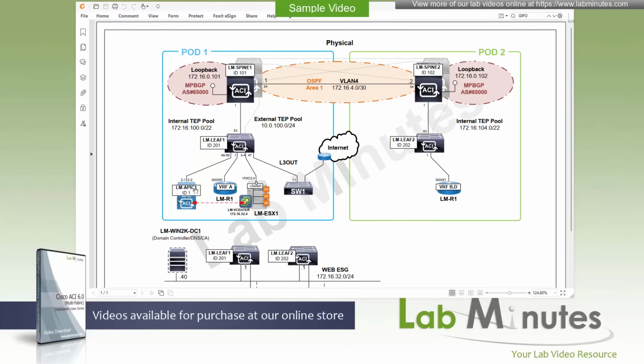We have one APIC on the left-hand side, APIC number 1, with both uplinks to port 49 and 50 on leaf 1. So that way it doesn't generate a fault complaining that it has one of the two interfaces down. We have our LM R1 right here as our test router connected to port 1.